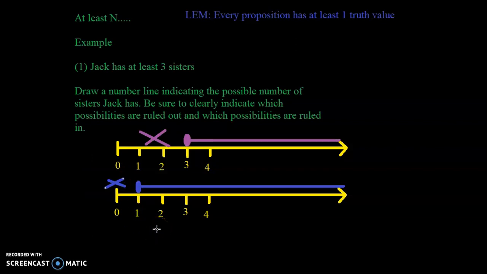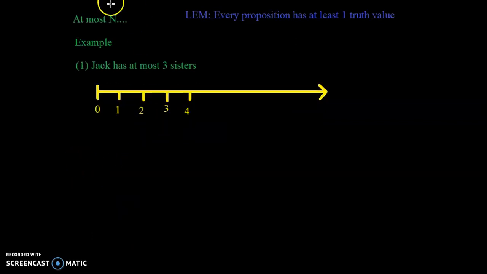Okay, let's turn our attention to the at most 1 clause. So for at most n, this other clause, let's do an example and make sure we're absolutely 100% clear on its strict mathematical meaning. So in this case, we'll say Jack has at most 3 sisters. Now, using a number line, can you tell me what's ruled in and what's ruled out, supposing this statement is true? Pause now.